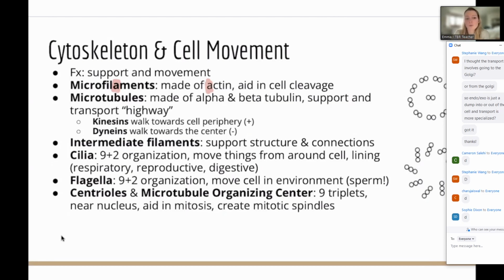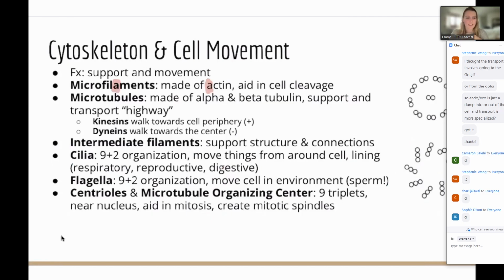They definitely have a supporting role in the shape and structure of the cell, but the microtubules are also considered like a transport highway, is always how I like to think about them. Or like a tightrope, you may have heard them called. And so you have the kinesins, which are going to walk towards the cell periphery, which is considered the positive end, and the dyneins, which walk towards the cell center.